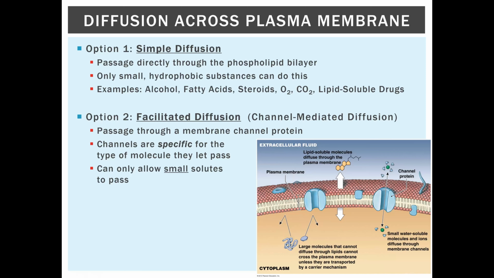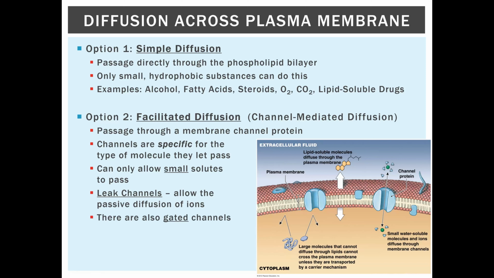These also only allow very small solutes to pass, so you actually have to have other proteins called carrier proteins to allow larger molecules, like say insulin, to pass through. So there are multiple types of channels. A leak channel is a channel that is always open. Because it is always open, ions are able to passively diffuse through it all of the time. Now, contrast that with gated channels, which we're going to talk about later in the semester. These channels have different kinds of gates that can open and close to control when ions pass through them.